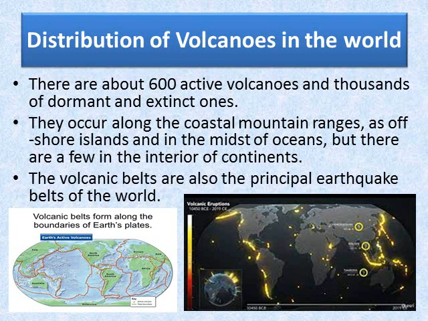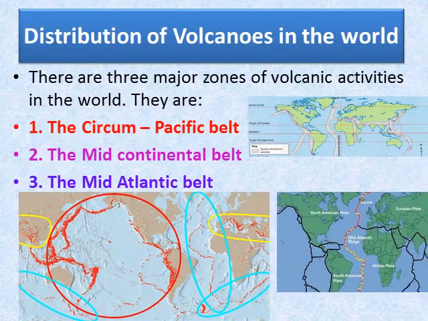Dear children, there are about 600 active volcanoes and thousands of dormant and extinct ones. They occur along the coastal mountain ranges, as offshore islands, and in the midst of oceans. So there are 3 places you can find volcanoes, but there are very few in the interior of continents. The volcanic belts are also the principal earthquake belts of the world. The volcanic belts coincide with the earthquake belts of the world.